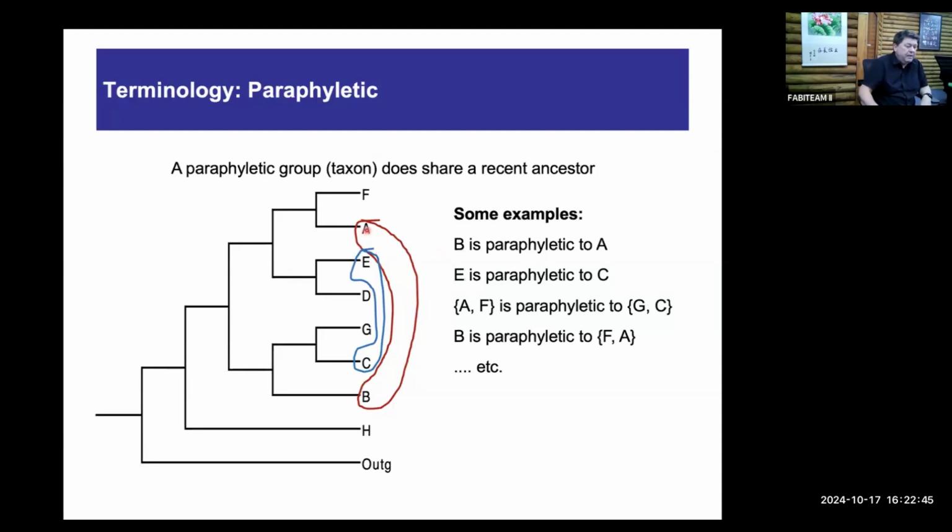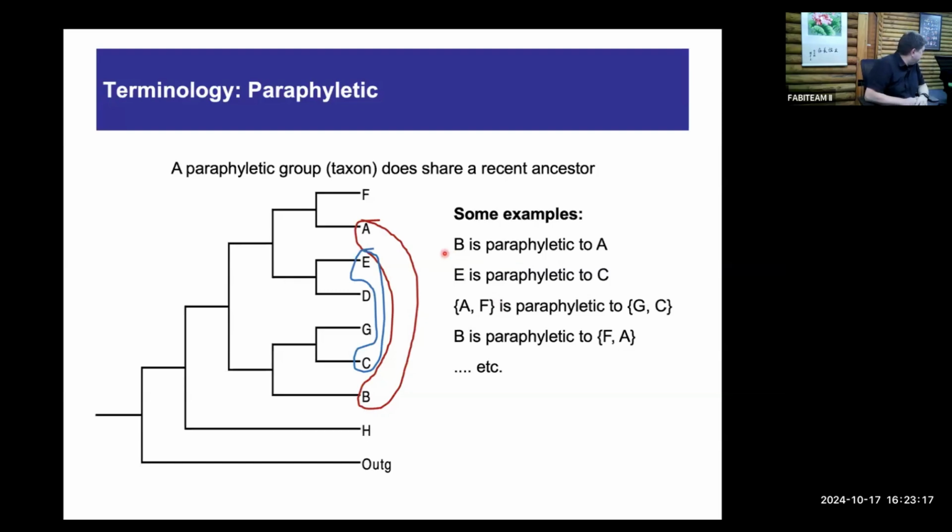In terms of paraphyly, if you do not share a common ancestor, if there are any taxa that should be excluded from this group, then it's paraphyletic. So what I mean is, if we say A and B, that cannot be monophyletic. It's a paraphyletic group because you have to exclude E, D, G, C, and F in this case. Okay? Therefore, their relationship is paraphyletic.